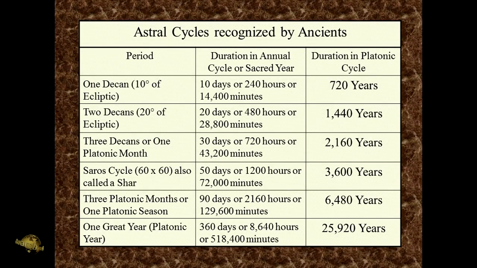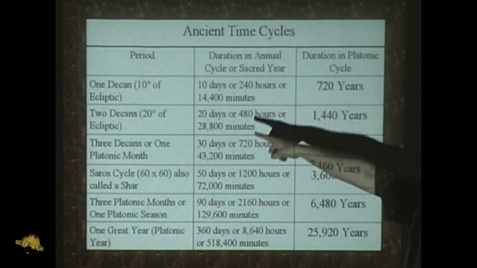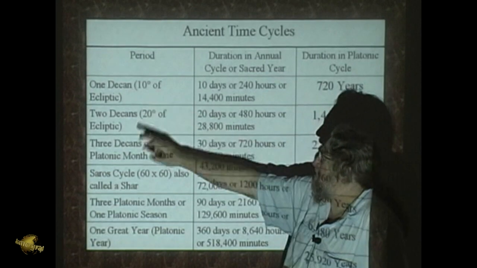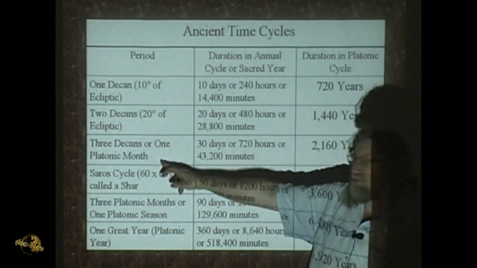It deals with ancient numerology and how it relates to the time cycles. This is a very interesting table of ancient time cycles. We can see the name of the period. We have decans. Two decans was 10 degrees. One decan was 10 degrees of the ecliptic. Two was 20. We had three decans, which was one Platonic month.